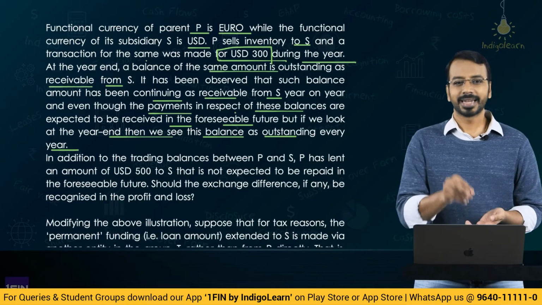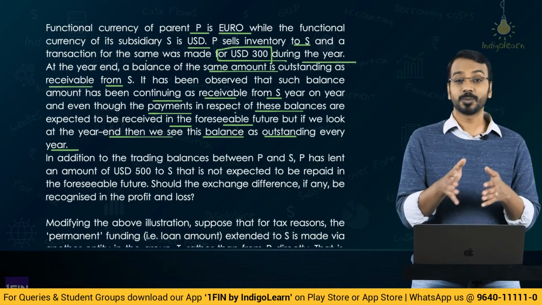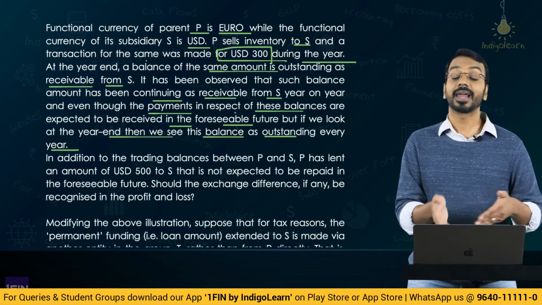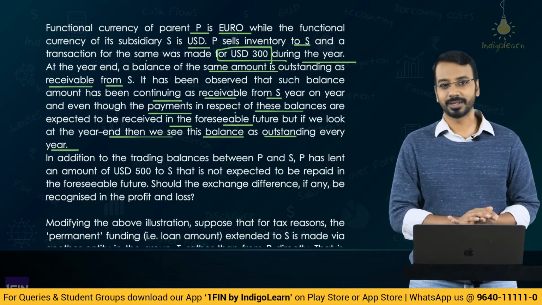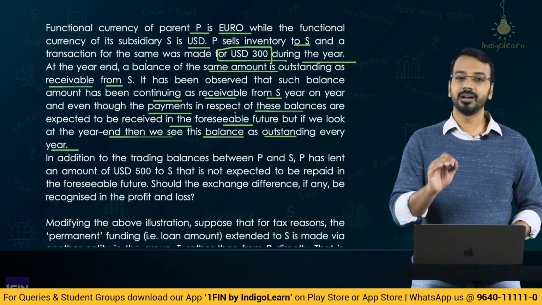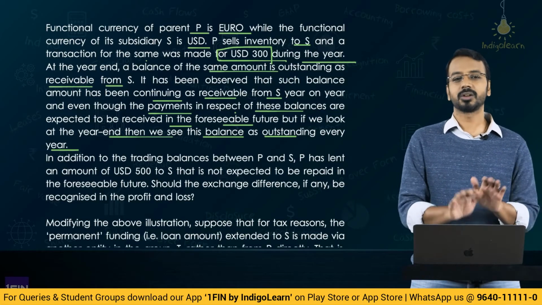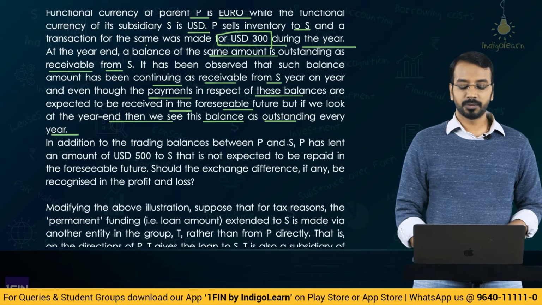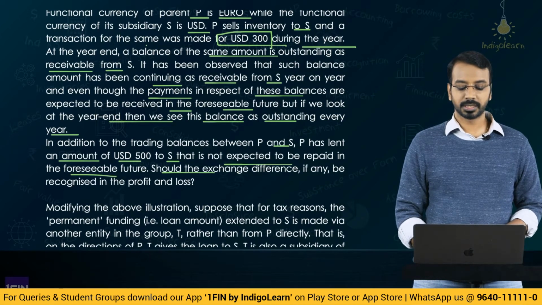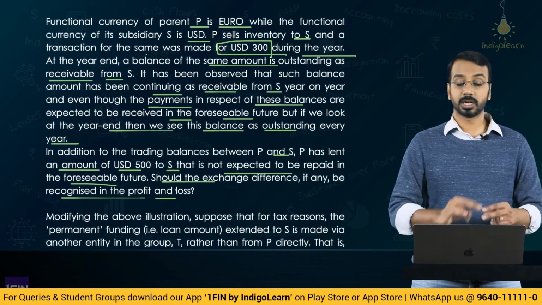But can we say that this amount is not expected to be settled in the foreseeable future? We are actually settling the amount. A new transaction is creating that outstanding balance. So we cannot consider this as a net investment in foreign operation. It's a normal monetary item. Okay. In addition to the trading balances between P and S, P has lent an amount of $500 to S that is not expected to be repaid in the foreseeable future. Should the exchange difference, if any, be recognized in the P&L? So the question has two parts.